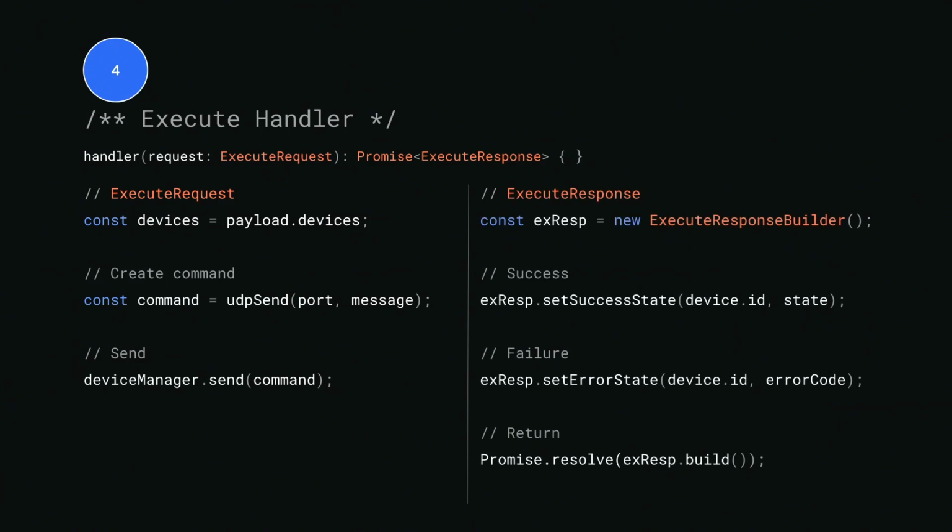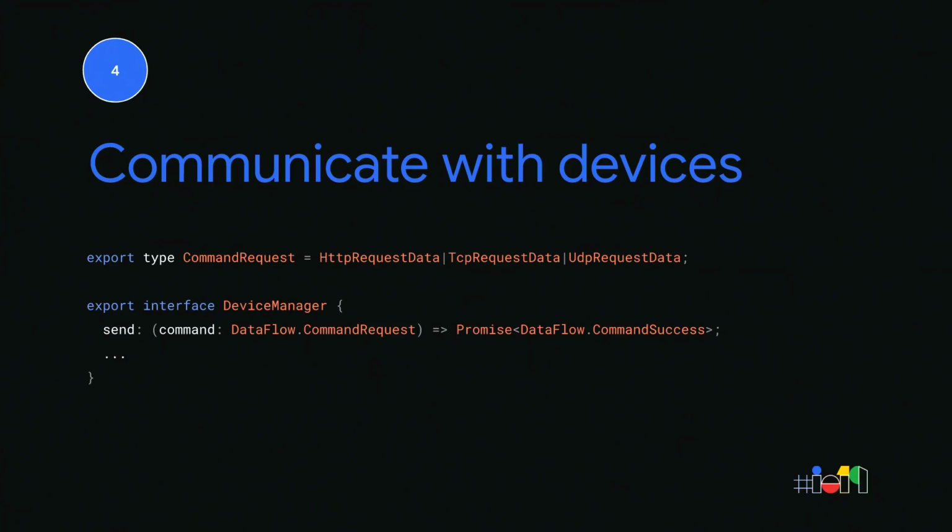And for your help, we have a utility builder function available that helps you create the execute response, and you can specify the success or the failure state for each one of those devices. One thing to note here is that your app does not have direct access to the IP address of the device. We expect your app to use the command request object to communicate with the platform and eventually to your device. Like we are showing here again, you could use TCP or UDP sockets or an HTTP, HTTPS request.